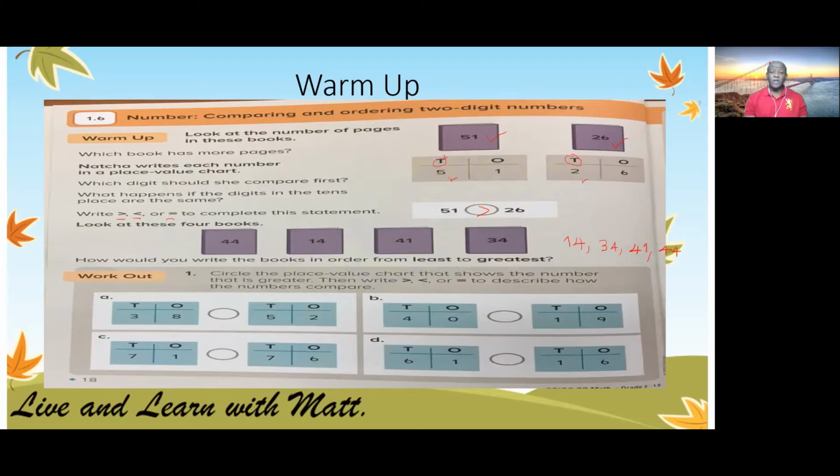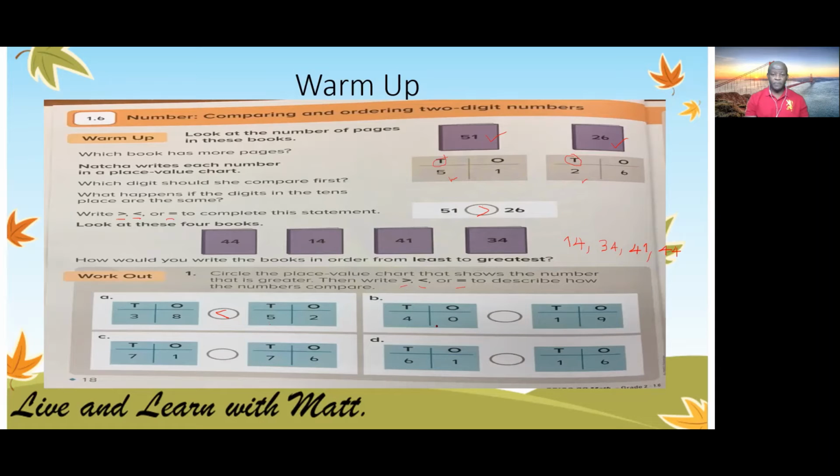Circle the place value chart that shows the number that is greater. Then write greater than, less than, or equals to describe how the numbers compare. For part A, let's consider the tens. 3 tens, 5 tens. 5 tens is more than 3 tens. So we write less than. 3 tens is less than 5 tens.